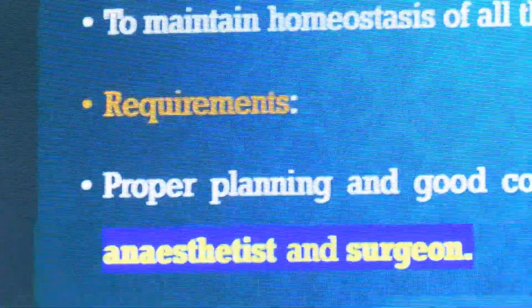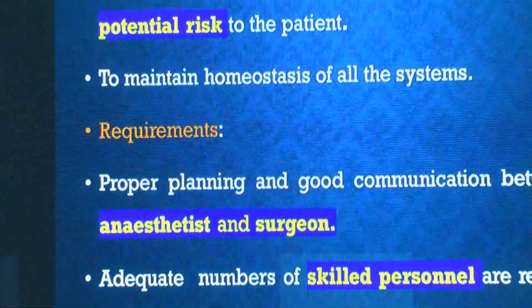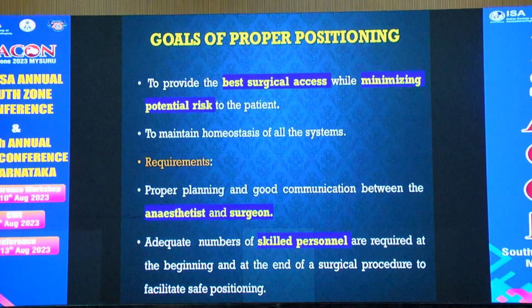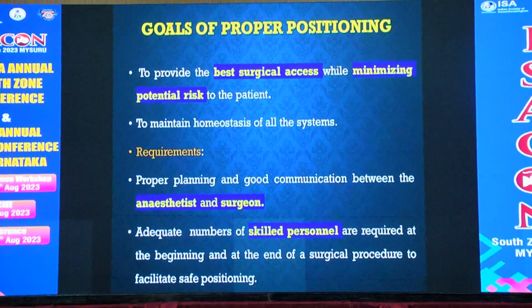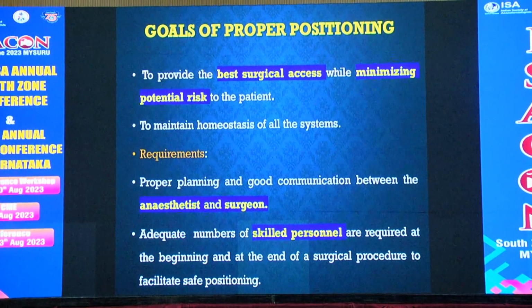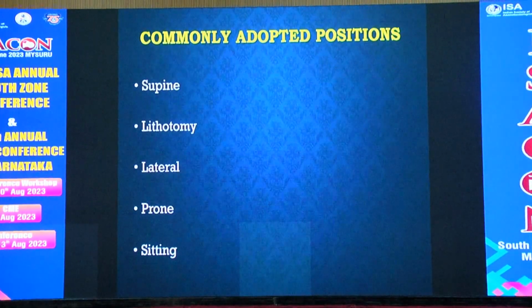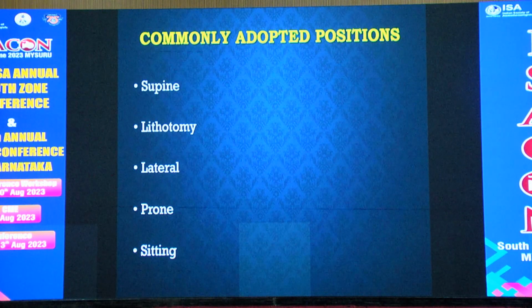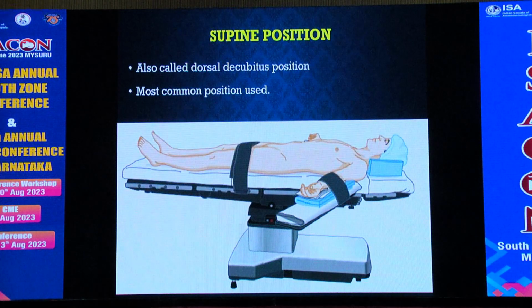So what are the requirements we need for this? A proper planning and a good communication between an anesthetist and a surgeon, and the number of skilled personnel should be more at the beginning and at the end of the surgical procedure for facilitating safe positioning. So commonly adopted positions, as we all know, are supine, lithotomy, lateral, prone and sitting. This is supine position, also called dorsal decubitus position. It's the most common position we use in our anesthesia practice.